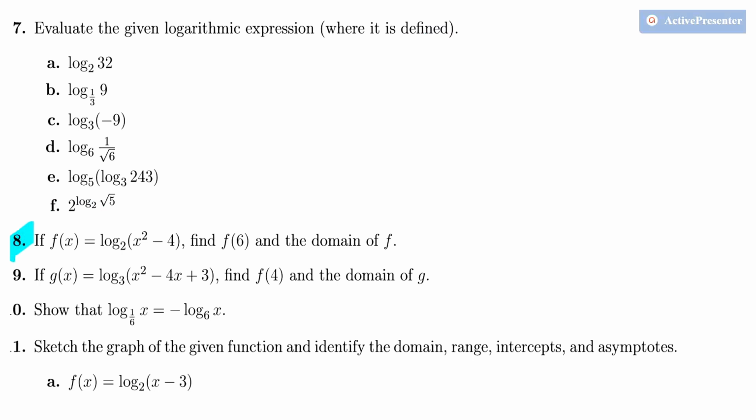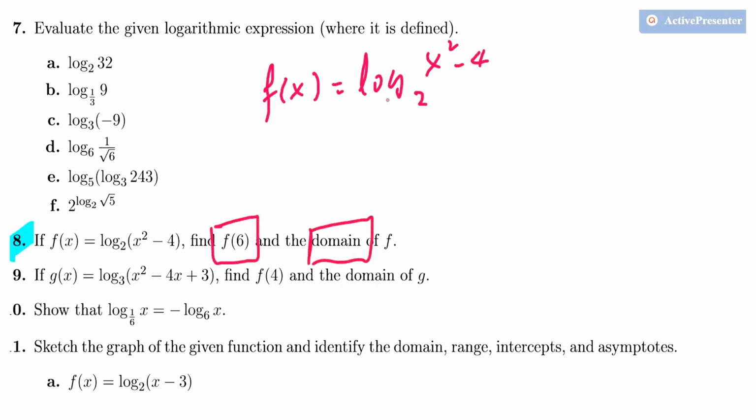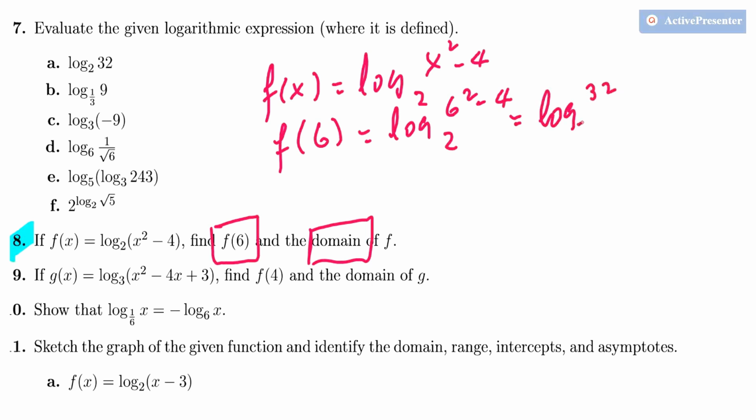Question number 8, it says f of x is given by the logarithm of x square minus 4 to the base 2, and it says find f of 6 and the domain of f. So f of 6, because 6 is in the domain, we will find the logarithm of 6 square minus 4 to the base 2. 6 square is 36 minus 4 is 32 to the base 2. So 32 is 2 to the power of 5, so we get 5.